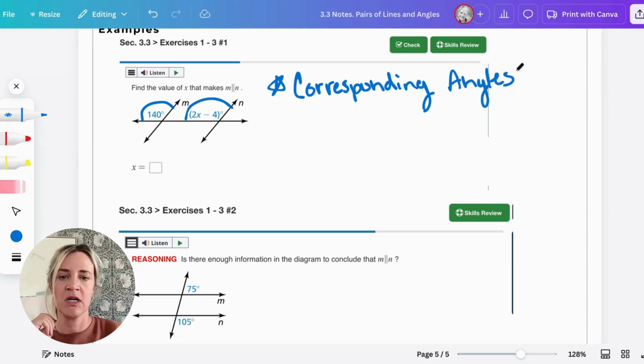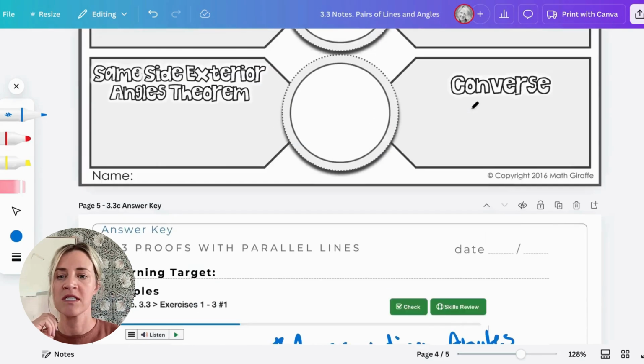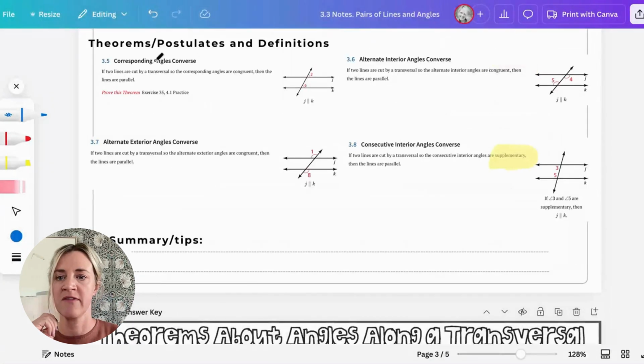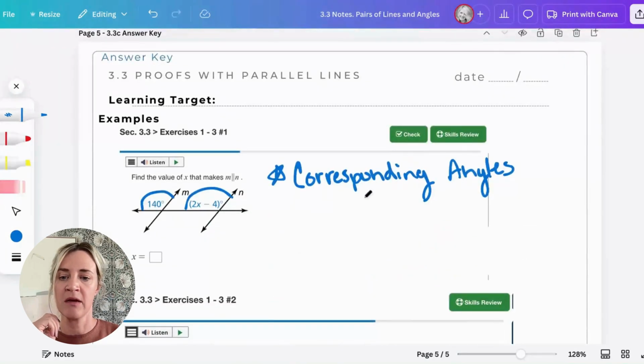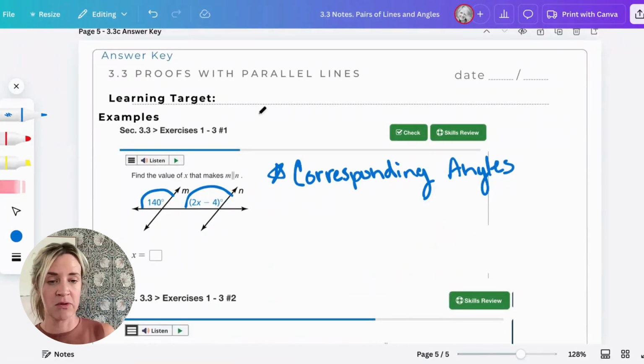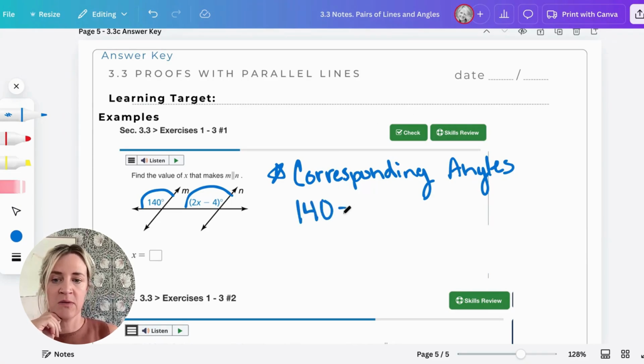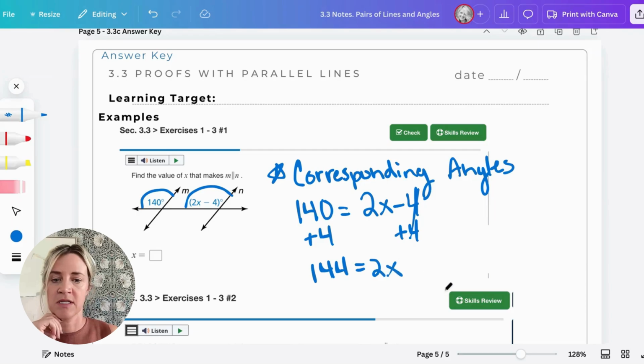And we just learned that if corresponding angles are congruent, then the lines are parallel. So these angles must be congruent. Congruent means equal. So 140 must equal 2x minus 4. I'm going to add 4 to both sides. Okay, we want to solve that for x, so we're going to divide both sides by the 2.